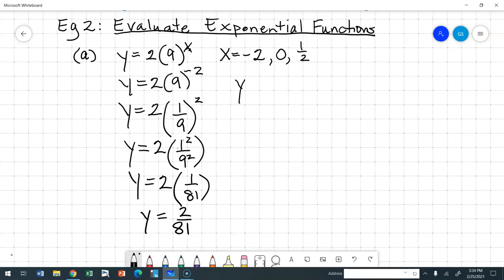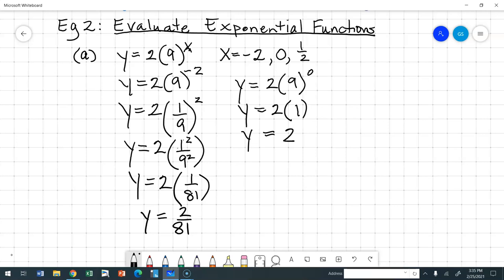Let's go ahead now and substitute in 0 for x. Well, do you remember what any number raised to the 0 power is? It is 1. So y is equal to 2.